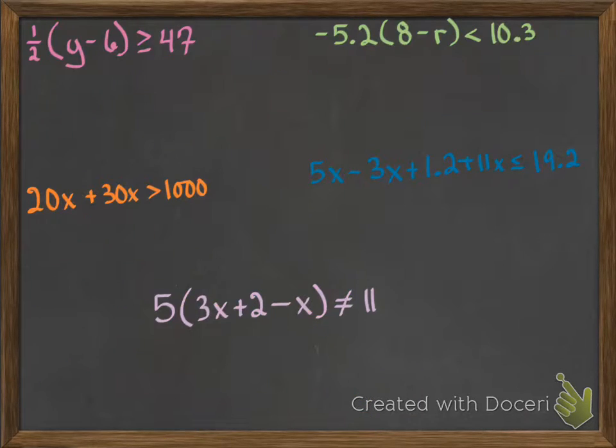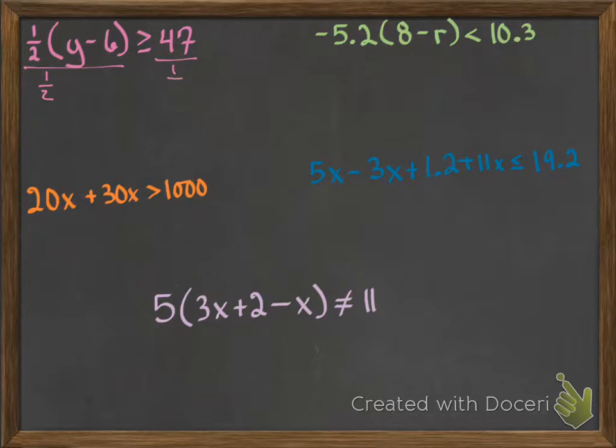So let's look at some 5 specific examples, and we'll walk through all 5 of them. I'm going to start with pink, work my way across, then go down to the next level, and then down to the last level. So 1/2 times the quantity y minus 6 is greater than or equal to 47.